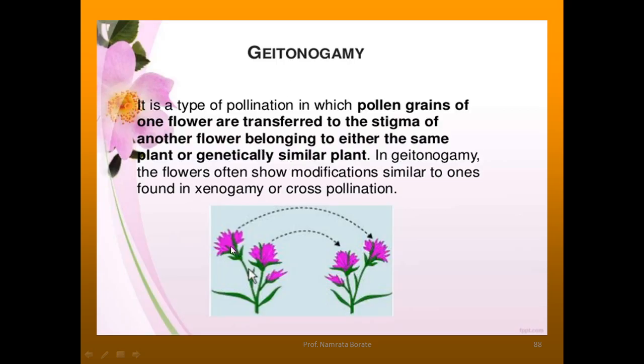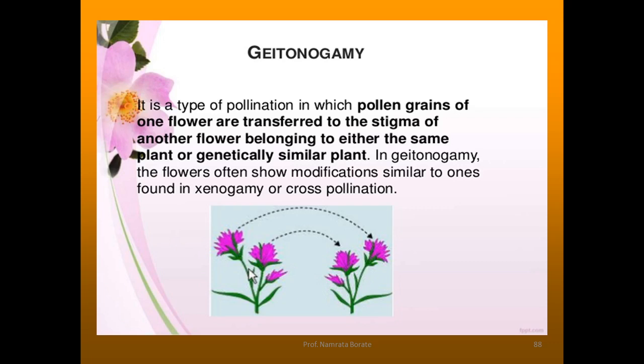Second type is geitonogamy. Geitonogamy is the transfer of pollen grain to the stigma of a different flower produced on the same plant. It is functionally similar to cross-pollination because it involves two flowers, but both these flowers develop on the same plant.